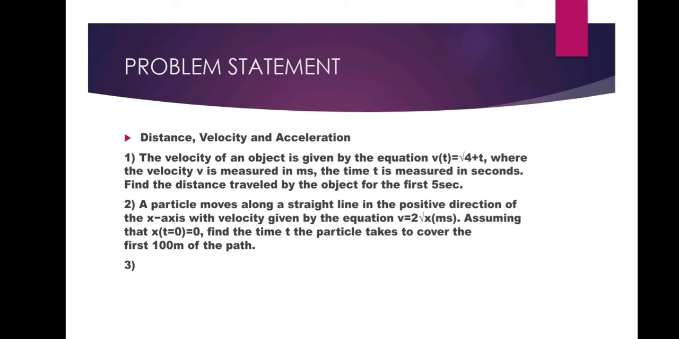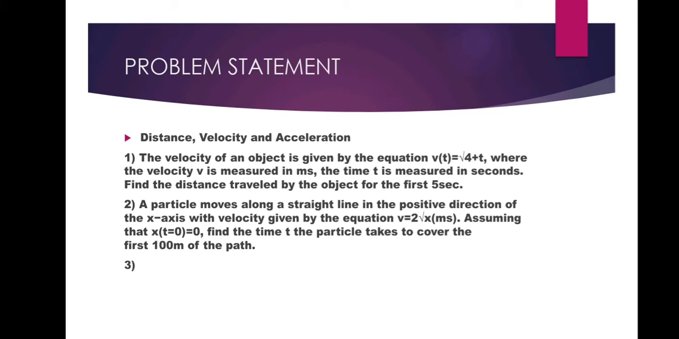We have found two questions that we're going to discuss. So for the first question, the velocity of an object is given by the equation V(t) equal to square root of 4 plus t, where the velocity V is measured in meters, the time t is measured in seconds. Find the distance traveled by the object for the first 5 seconds.